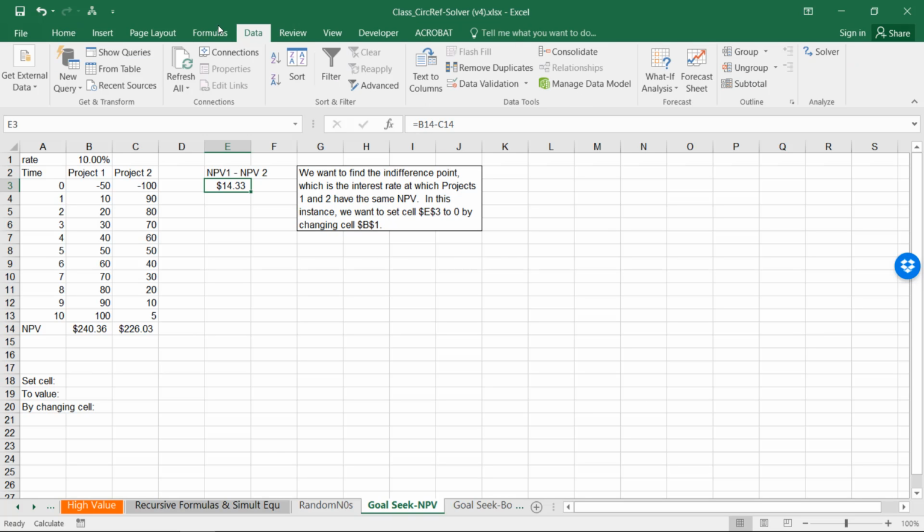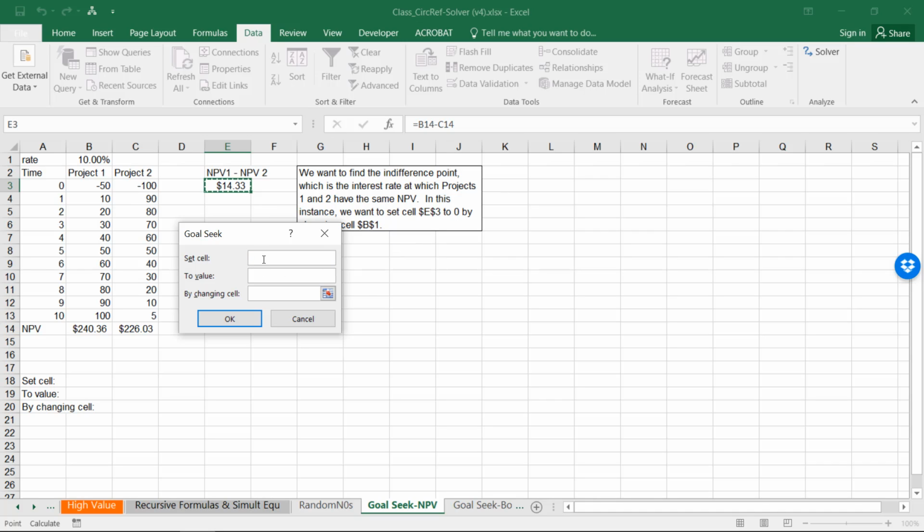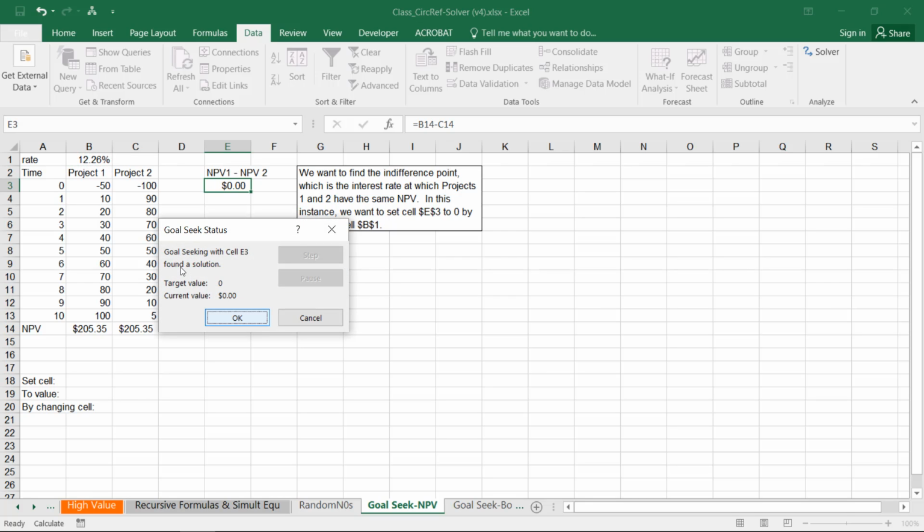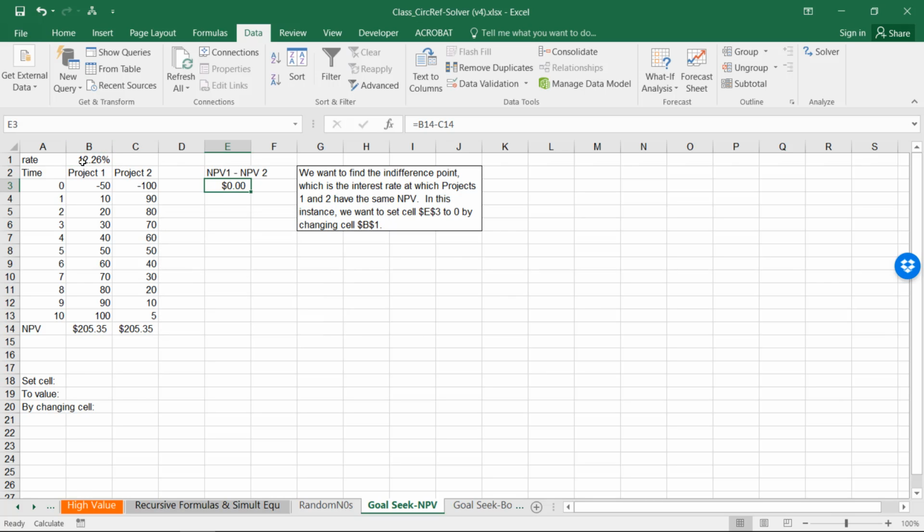Let's go to Data, What If Analysis, GoalSeek. Now we call this cell that we're going to look at the set cell, E3, and we want the value to be 0 by changing our cost of capital here in B1. We run that, and it ran several numbers and kept putting new numbers in here until they were equal. Apparently at 12.26% cost of capital, project 1 and 2 are the same.